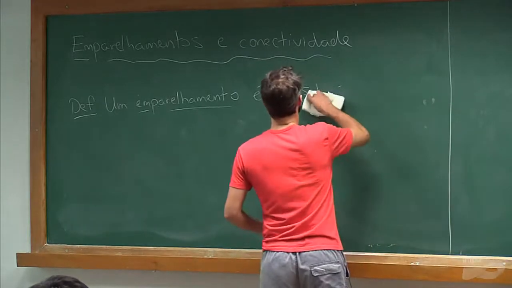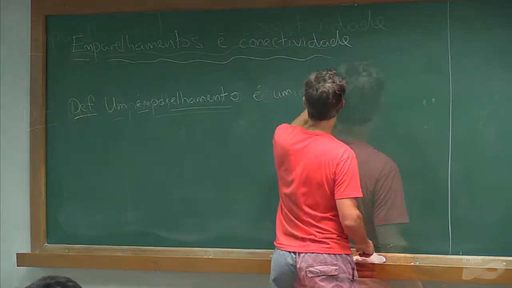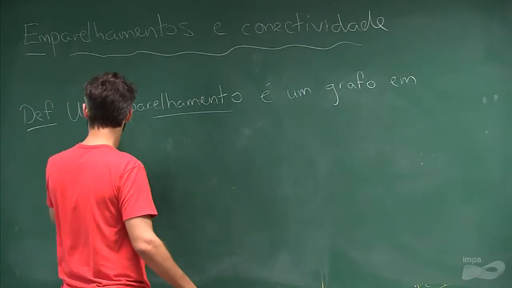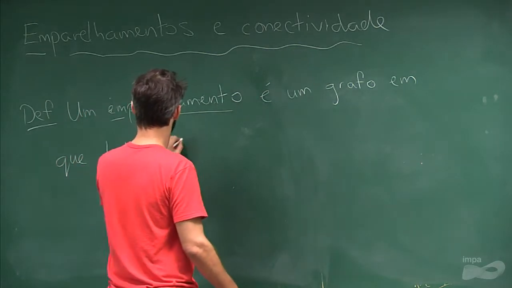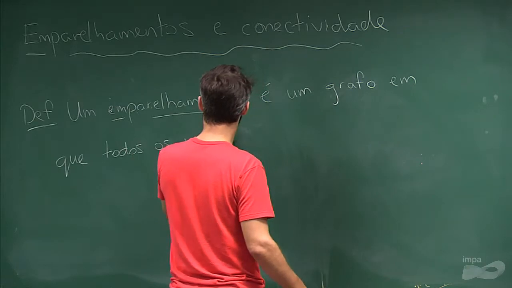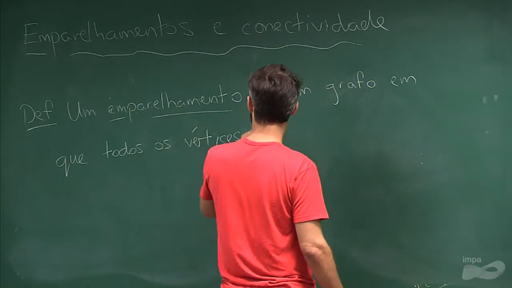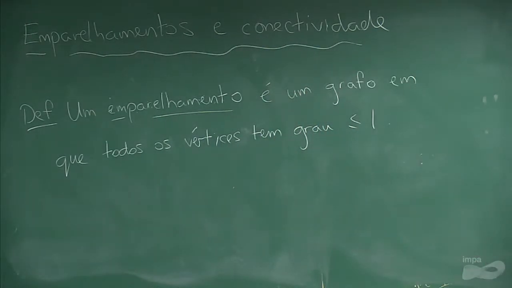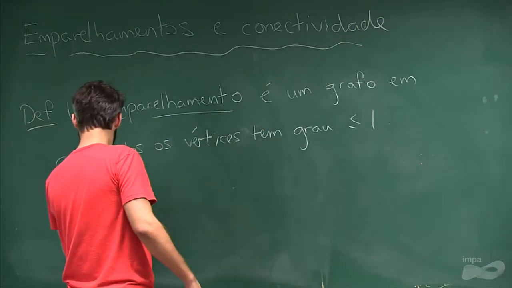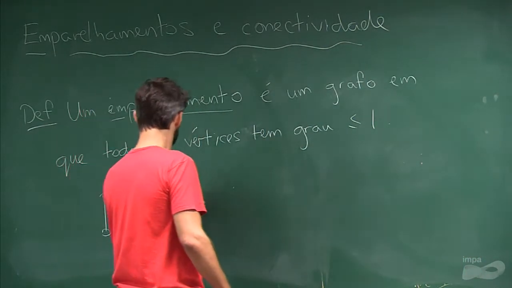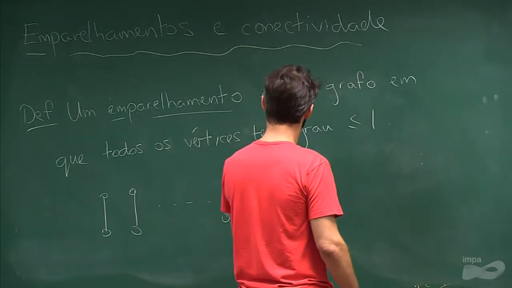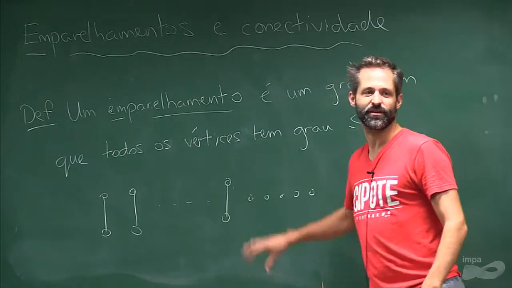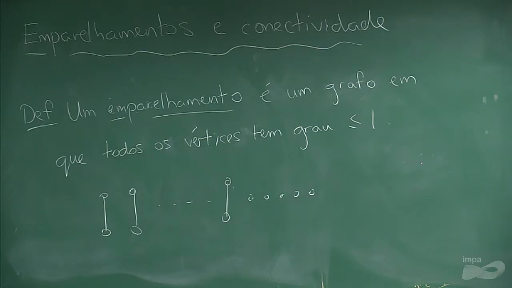There's a graph in which every vertex has degree 1. Oh, I'm supposed to say that every vertex has degree at most 1. Every vertex has at most 1 neighbor. So something that looks like this. There may be some vertices left over. And a perfect matching has no vertices left over. Okay?